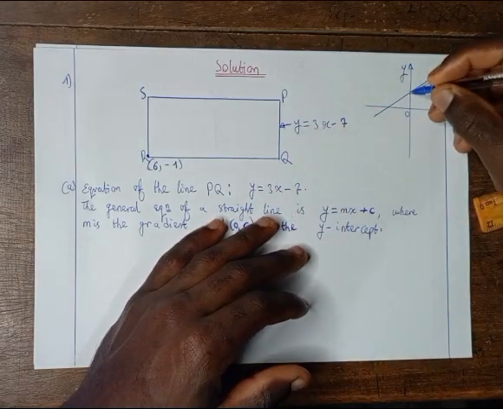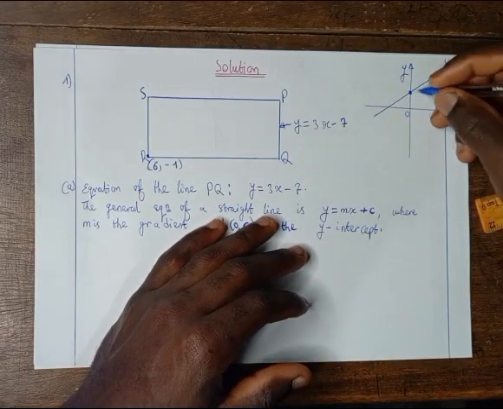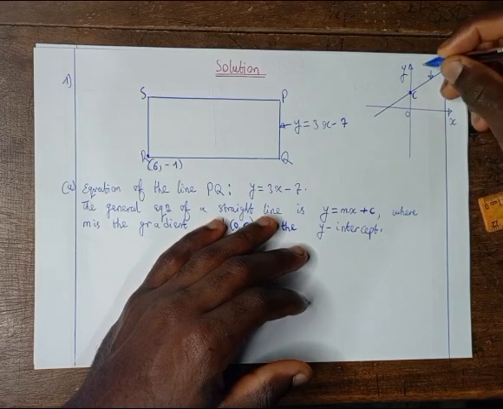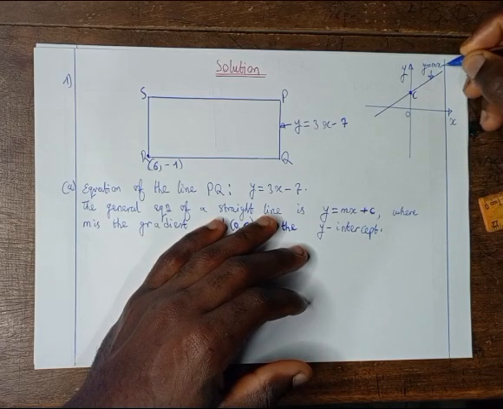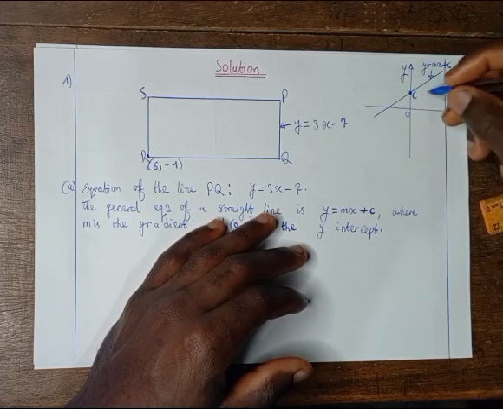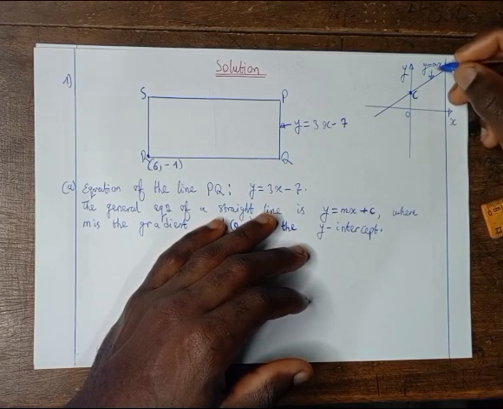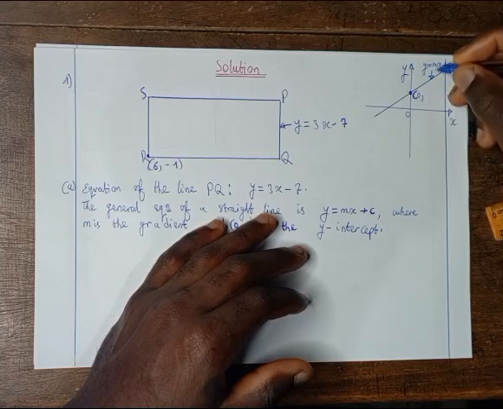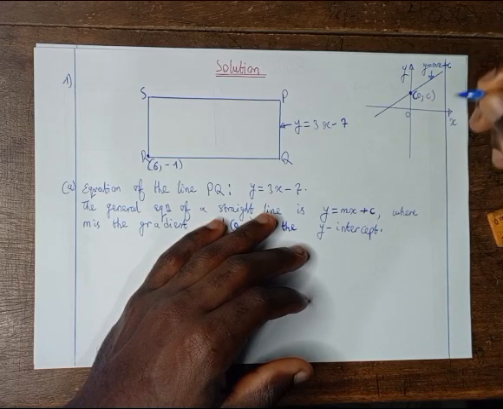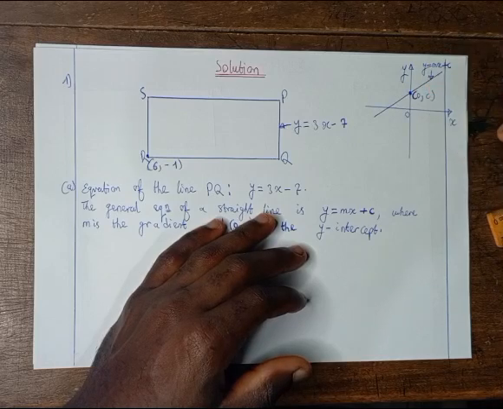Here, at this point where the line cuts the y-axis, let's assume this is the equation of the line y equal to mx plus c. At this point where the line cuts the y-axis, x is 0. If you replace x with 0, m times 0 is 0, y will be c. So this is our y-intercept.